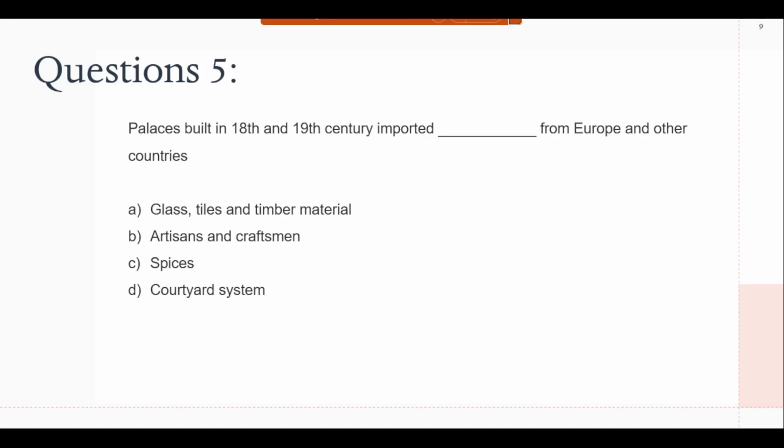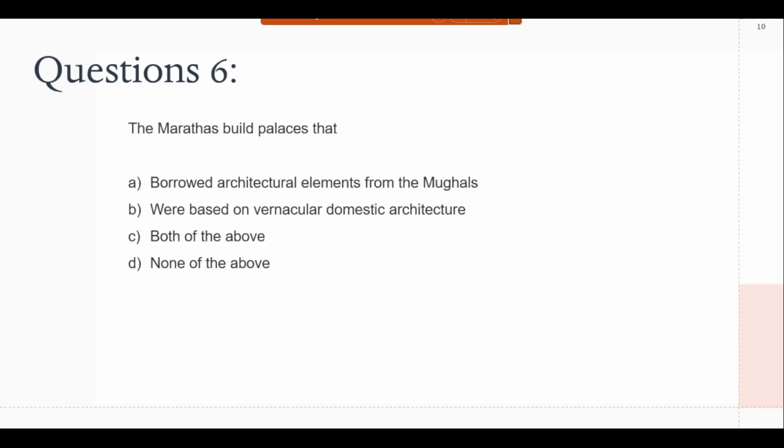What about the spices? India is known for spices. That's why they came here, right? So they imported glass, tiles and timber materials from Europe and other countries.